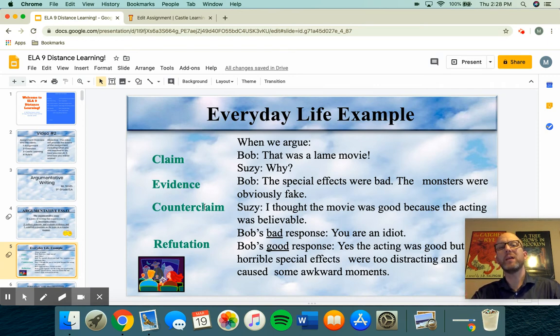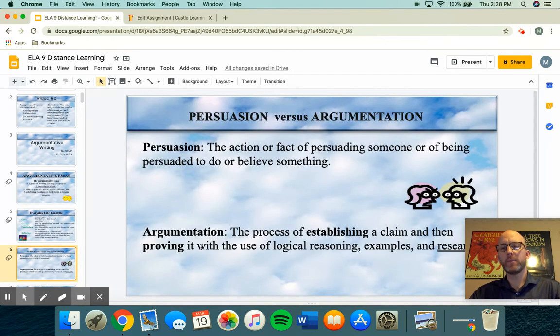What's a counterclaim that some people are going to say? Because some people are going to say that it is the best love story of all time. And then how are you going to say that they're wrong? If you do all those things, then you have a complete argumentative essay when you add an intro and a conclusion. And that's it. But we don't want to be persuasive.